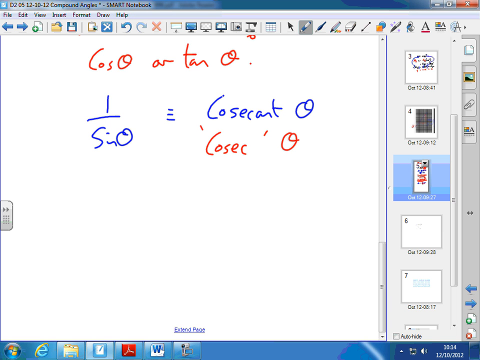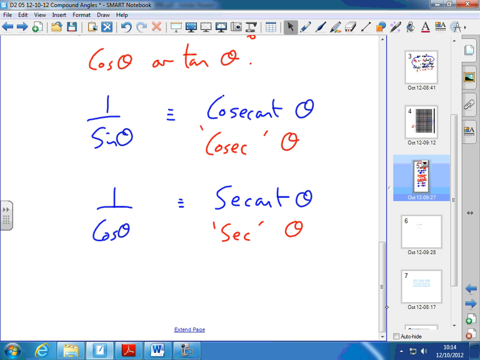Similarly, 1 over the cosine of theta is written as the secant of theta, commonly known as sec. So sec theta means 1 over the cosine of theta. I could never understand why secant didn't go with sine and cosecant go with cos. That sort of makes sense to me, but it's the other way around, unfortunately. So cosecant goes with the sine and secant goes with the cosine.